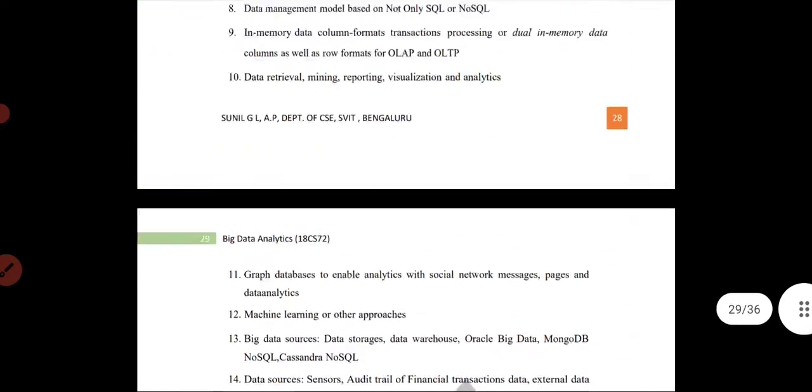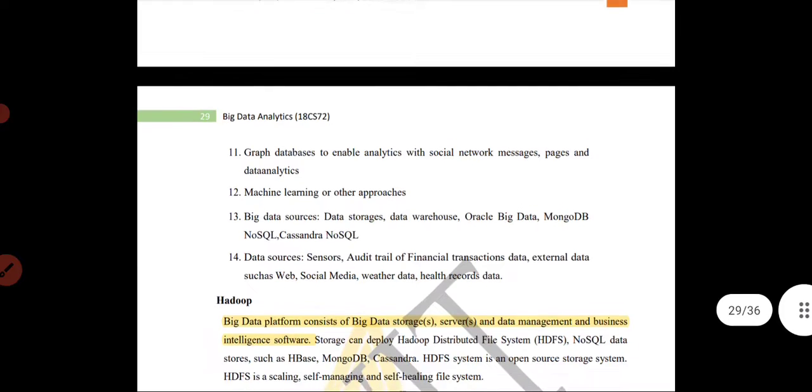So moving on to the next, we can learn it on its own. You just need to memorize these points.